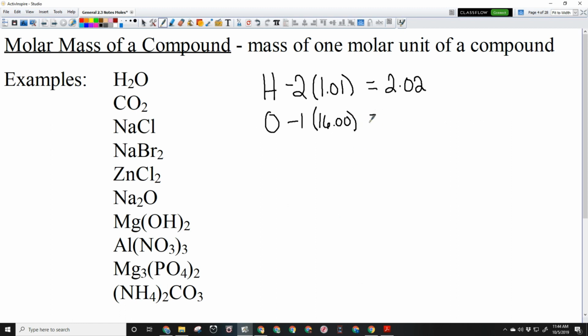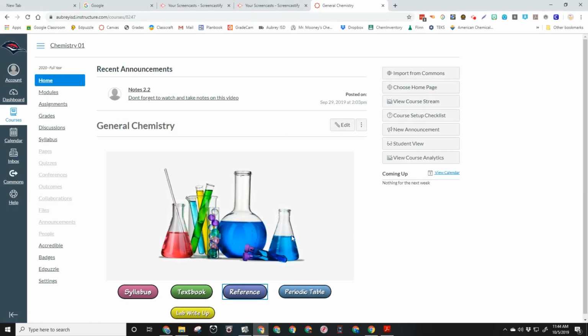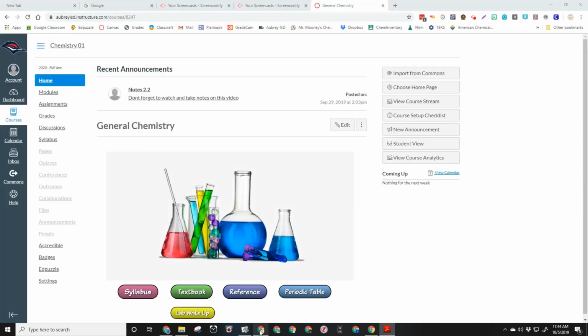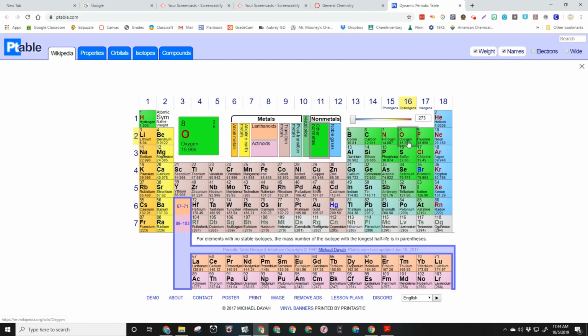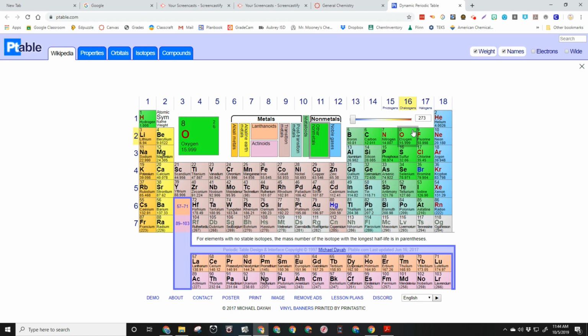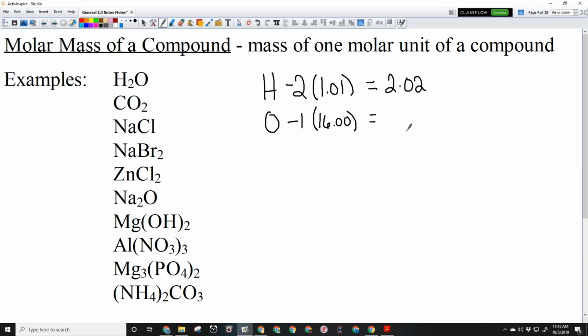Okay? And that's the periodic table that I want you to use. The masses that are on this periodic table that we just did for our reference materials right here, please use these masses. Now, if you look on a different periodic table, like for example, you click periodic table here, and you bring up this, for oxygen it is going to say 15.999. Okay, so you see that? So 1 times 16 is 16.